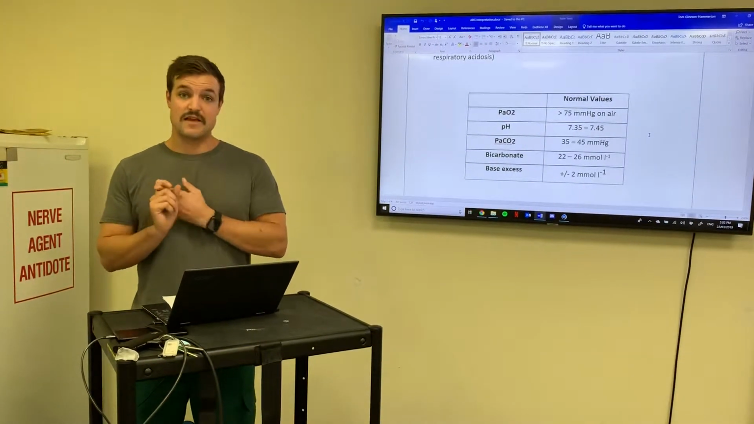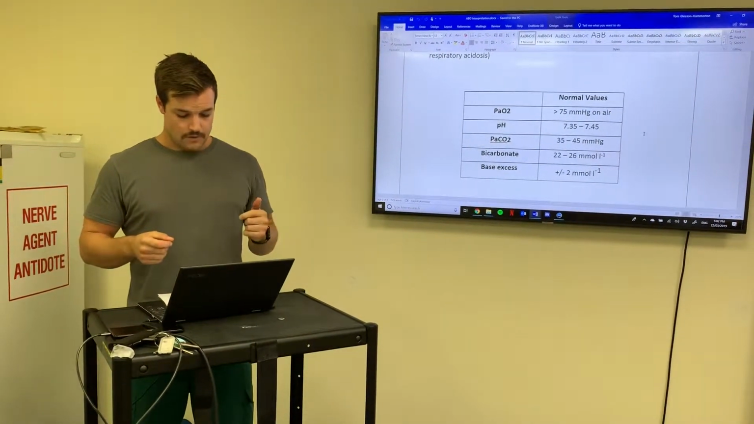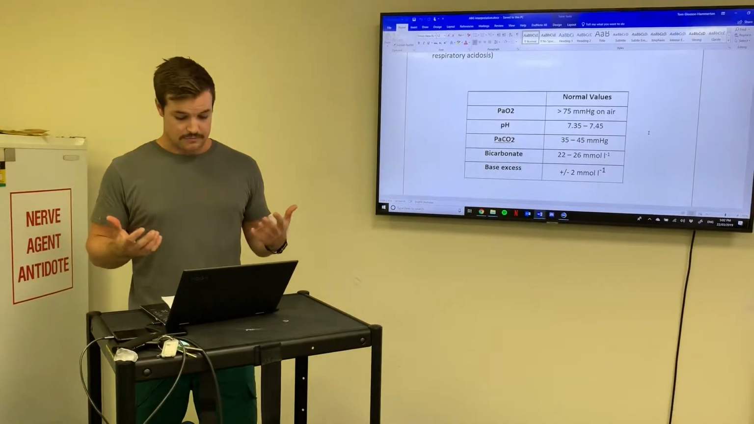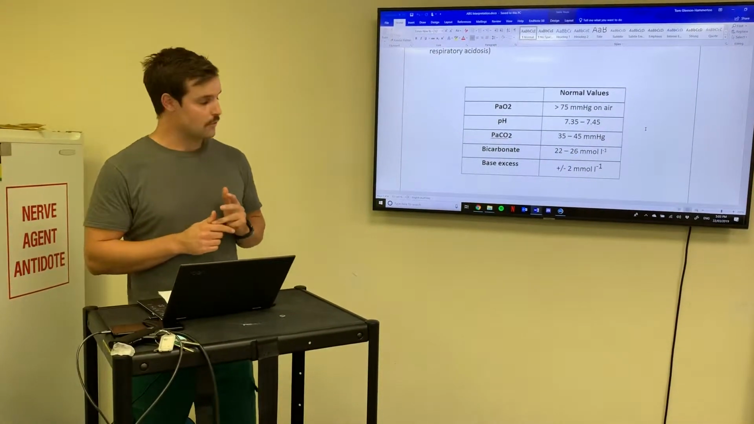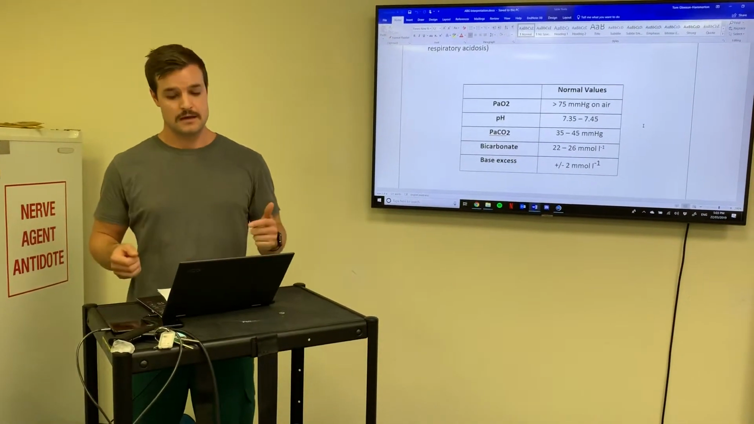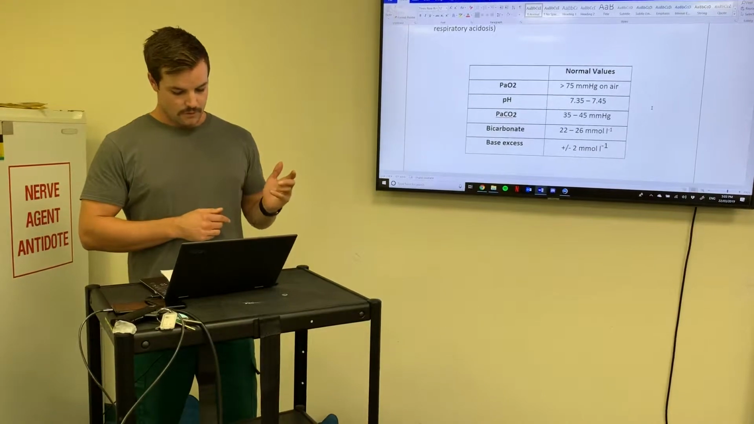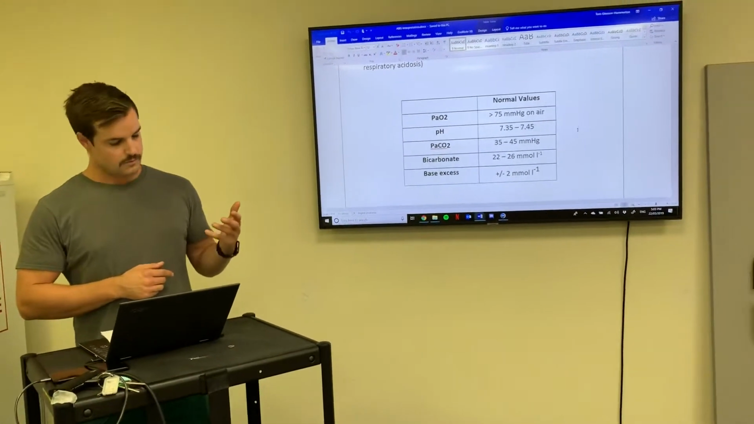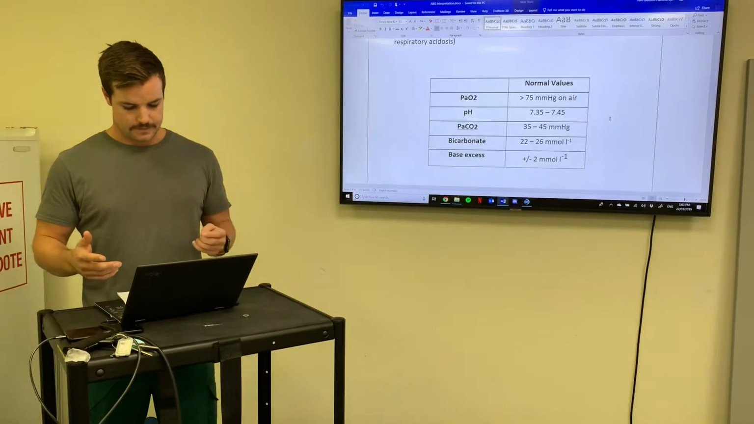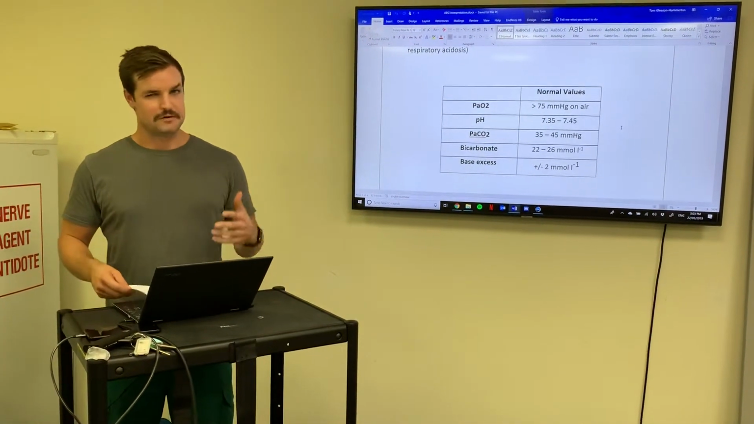Number two is assess oxygenation. Is the patient hypoxic? Have they got too much? The normal pressure should be over 75 millimeters of mercury on air. It's a rough bit of calculation of 5 times the kilopascals and all that sort of stuff. Bit confusing.